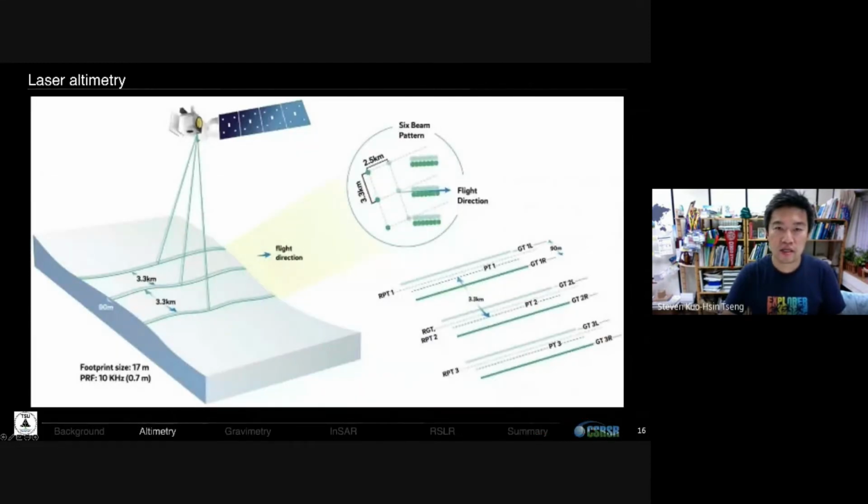So this is the ground track of LiDAR data. It basically has 6 simultaneous measurements. So the density is very dense. Every 70 centimeters, there is one sampling of data. And the interval between tracks is just 3 kilometers. So basically, it provides us a very good global coverage.